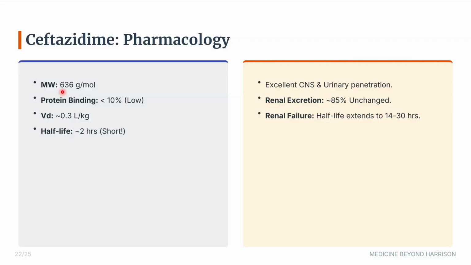It's again a similar molecular weight molecule, 636 gram per mole. Protein binding is very low, that is 10%, which means it needs multiple dosing per day. Half-life is 2 hours, a very short half-life, with excellent CNS and urine penetration. It is almost 85% excreted unchanged in the urine. In case of renal failure, half-life extends to around 14 to 30 hours, increasing its toxicity also.